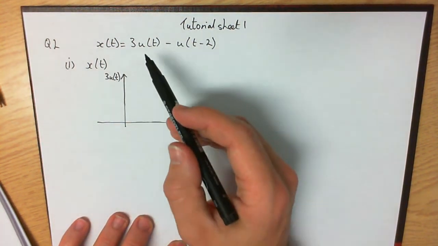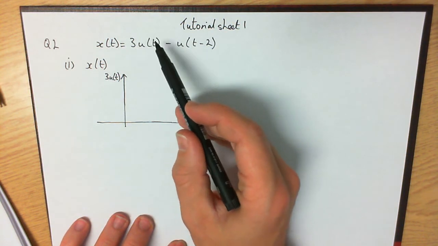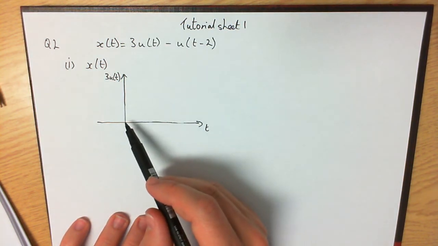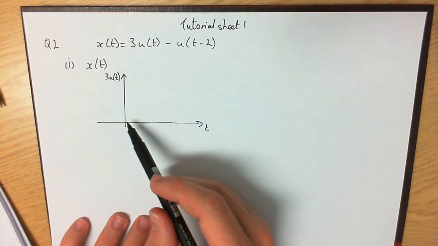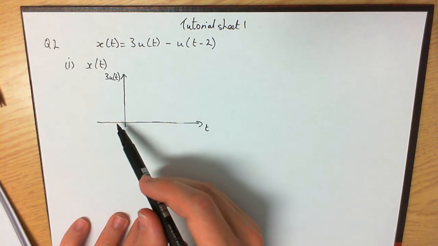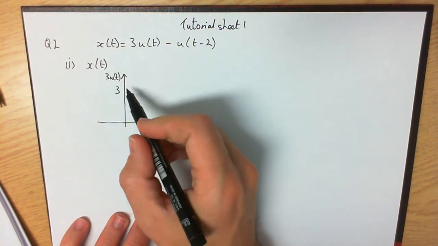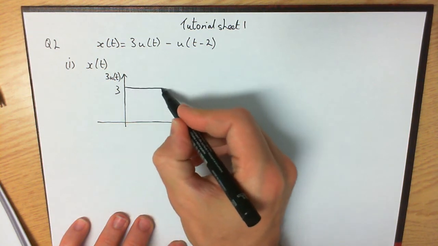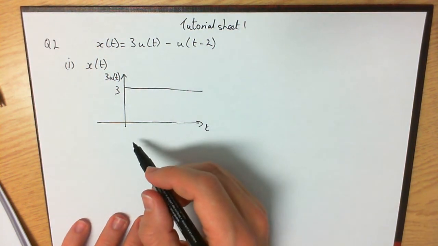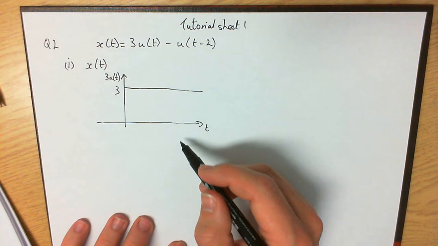Well, very simply, the unit step function, we know that that is 0 before time is 0. So we have a value of nothing. And then we have an amplitude of 3. And that will go on to time infinity.